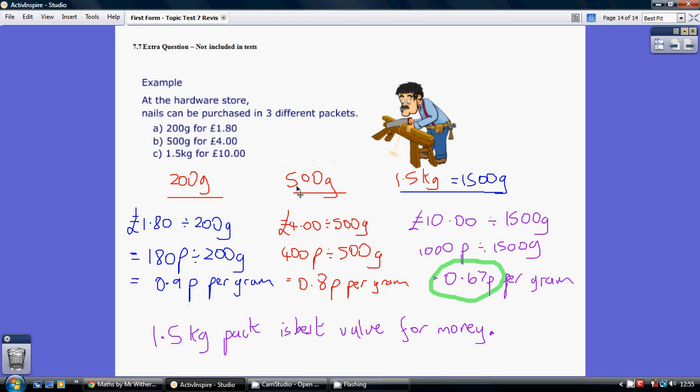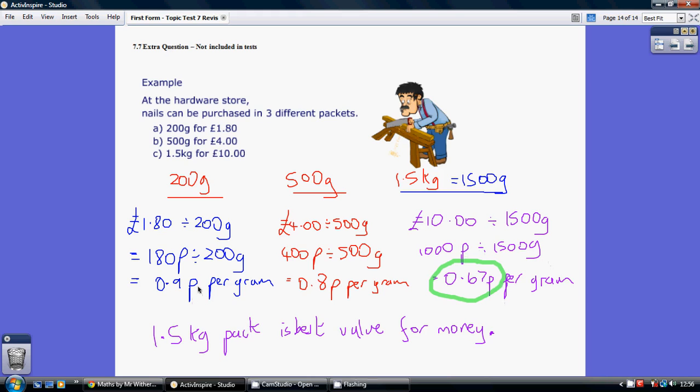So we repeat that with the 500 gram bag of nails. So 400 pennies gets you 500 grams. So how much must 1 gram cost you? Well, if 400p gets you 500 grams, 1 gram must be 400 divided by 500, which is 0.8 pennies per gram. Repeat with our third, the bigger pack of nails. £10 gets you 1,500 grams. 1,000 pennies gets you 1,500 grams. 1,000 divided by 1,500, 0.67 pennies per gram. Pennies per gram. Pennies divided by grams.